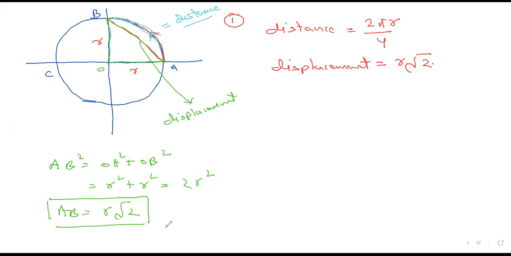Yes, sir. Half. Number 2, for the half. If you are going from A to C, A to C is the distance, which is 2 pi r upon 2. And the displacement is 2r.